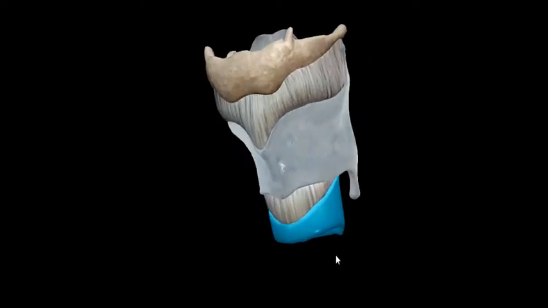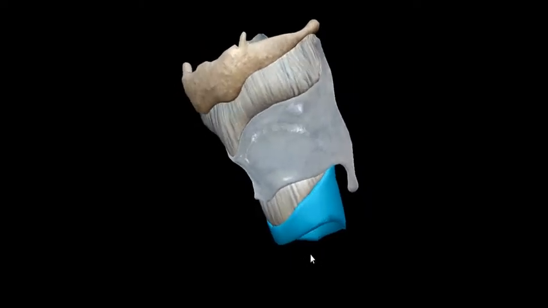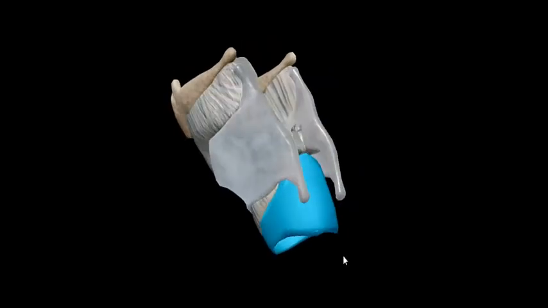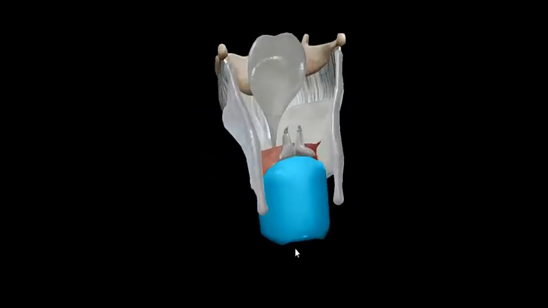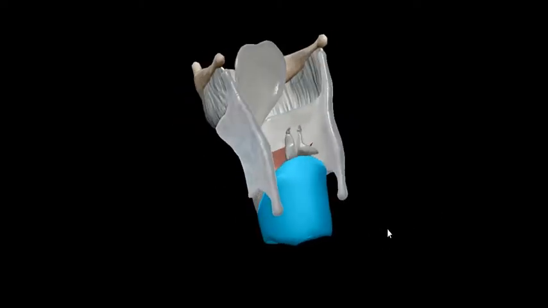The cricoid cartilage is a ring-like cartilage. Anteriorly, we have the arch of the cricoid cartilage, and posteriorly we have the lamina, or what we call the body of the cricoid cartilage. Now the cricoid cartilage has 2 important facets.